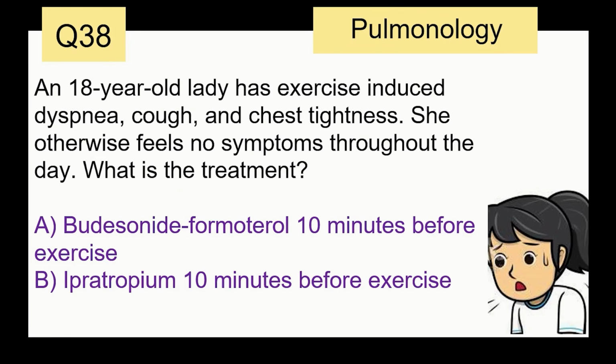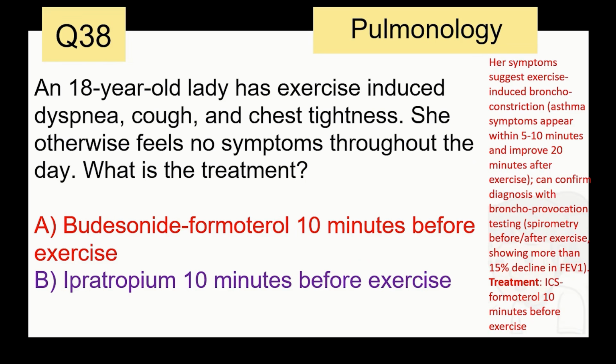All right, another question, 38. A lady has exercise-induced dyspnea, cough, and chest tightness. For this, we give budesonide-formoterol 10 minutes before exercise. The board just wants us to know that for exercise-induced asthma, we give this combination of the ICS, budesonide, and the beta agonist. You can take a look at the notes over here.